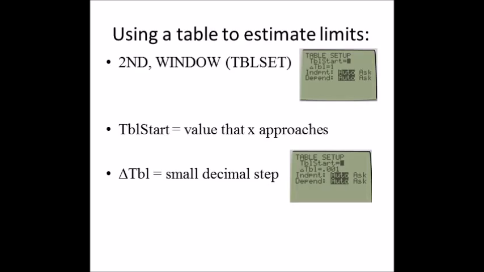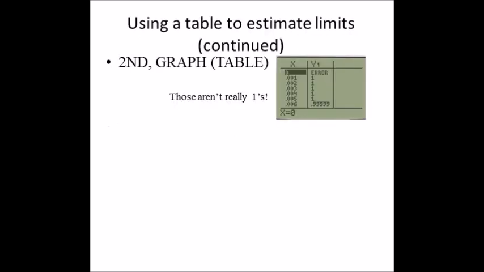As an alternative to tracing on the graph, you can also use the table feature on your calculator. Here's how it works. On your calculator, press second window to open the table setup menu. Change the table start value to the number that x approaches, in this case, 0. Change delta table to a small decimal value, and here I'll choose 0.001. View the table by pressing second graph.